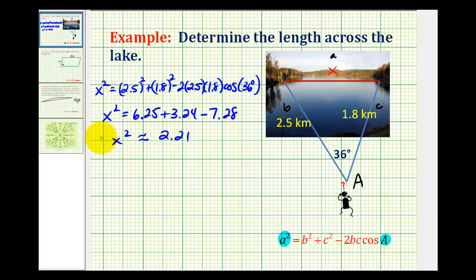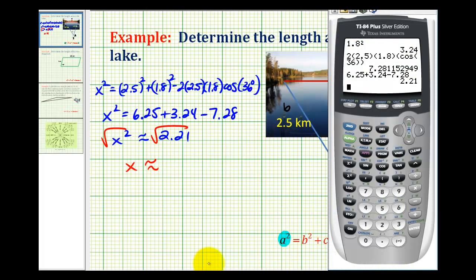And now we can square root both sides of the equation. We know it's a distance, so we only have to be worried about the positive square root. So we have x is approximately equal to the square root of 2.21. So the distance across the lake is approximately 1.5 kilometers.